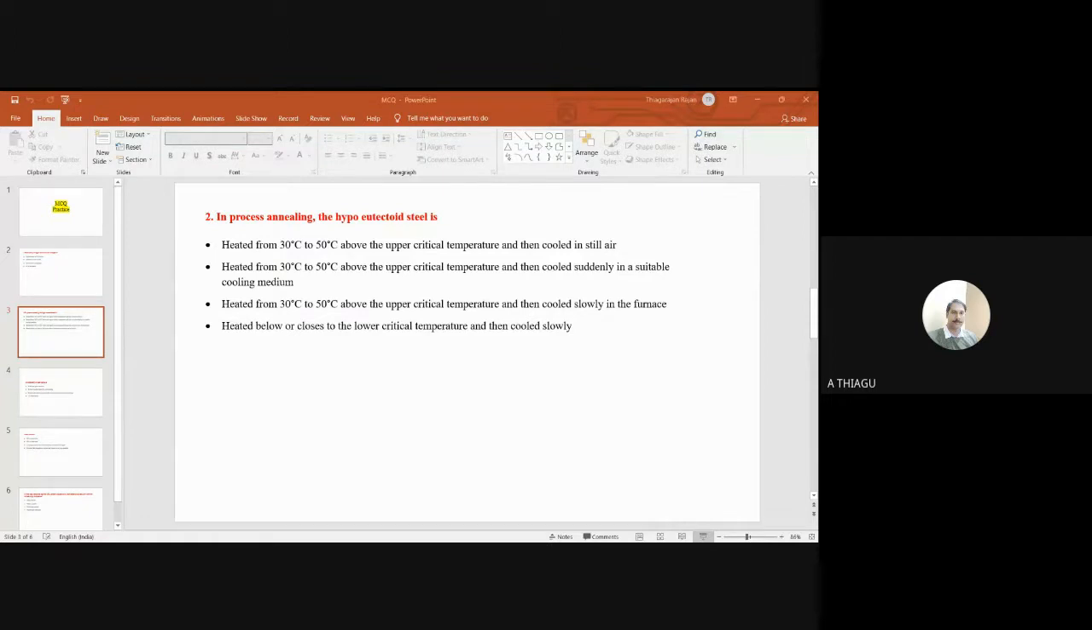Okay, answer is D. D, sir. D. Excellent. Your name? Gokul, sir. Okay, good. Only in the full annealing process do we have to maintain the temperature above 750. The remaining ones should be below the lower critical temperature, for example 727, like 300, 400 or 550. So these are the ranges. In process annealing, the hypo-eutectoid steel should be heated below or close to the lower critical temperature. Very good. So can you find the third one?